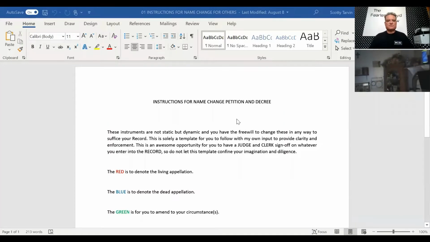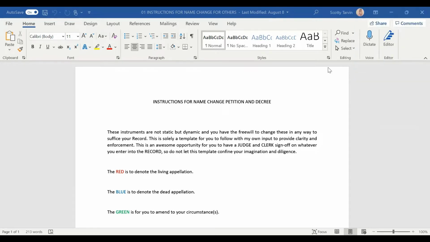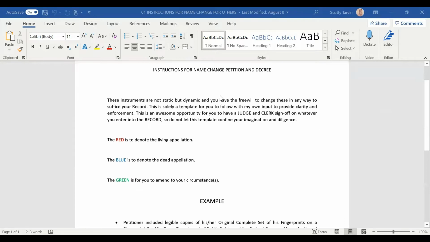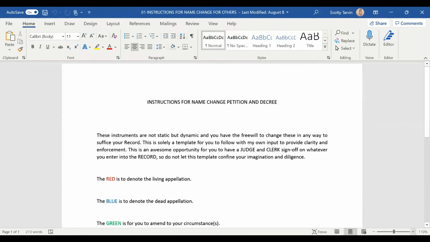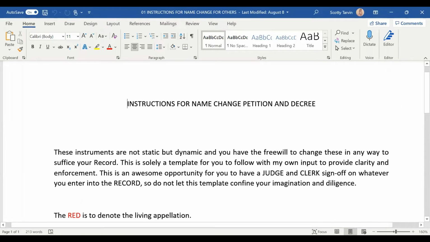All right, basically these are instructions for the name change, petition, and decree. This is solely for the state of Texas. It's not for other states, although I'm sure some states are similar. If you go to Florida, for instance, Florida wants to know where you lived last year, 5 years ago, 10 years ago. They want to know where you worked. It's just crazy.